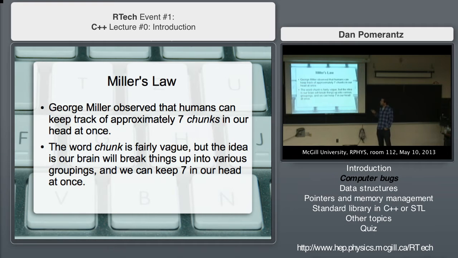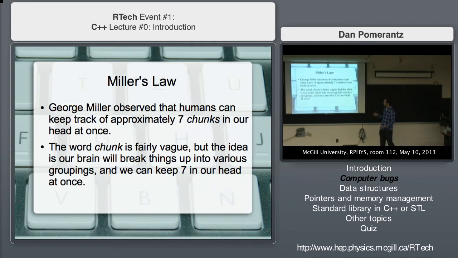Now, he used this word chunk, or the word that I'm using is thing. And what chunk means is a little bit vague, but it has to do with the size of the data that you're dealing with. So depending on how big your groupings of data are, you can either store a lot of information in your head at once, or you can store very little, depending on whether you've grouped things into 7 big chunks or 7 really small chunks.